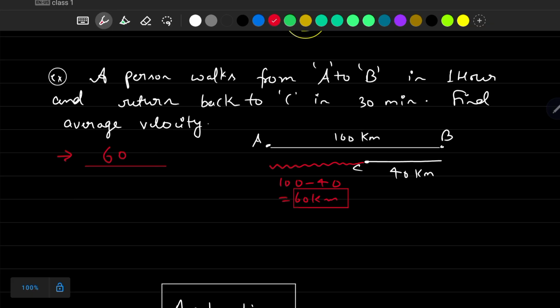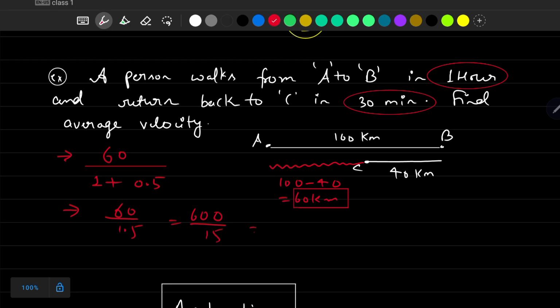Now for time, while going he took 1 hour, and while coming back he took 30 minutes. So 30 minutes is nothing but half hour, which means 0.5 hour. So 1 hour plus half hour. It will become 60 over 1.5, which is nothing but 600 upon 15, which is 40 kph. So the average velocity of the person will become 40 kph. I will suggest all of you to try this problem yourself, and you should try to find the average speed in this problem.